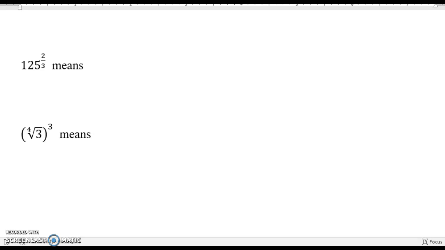The next example, when we have a fractional exponent. A fractional exponent means you have a radical. We have 125 to the 2/3 power. The top number is the exponent, the bottom number is the root. So this is actually the cube root of 125 squared. So we'll do the cube root first. The cube root of 125 is 5, and 5 squared is 25.